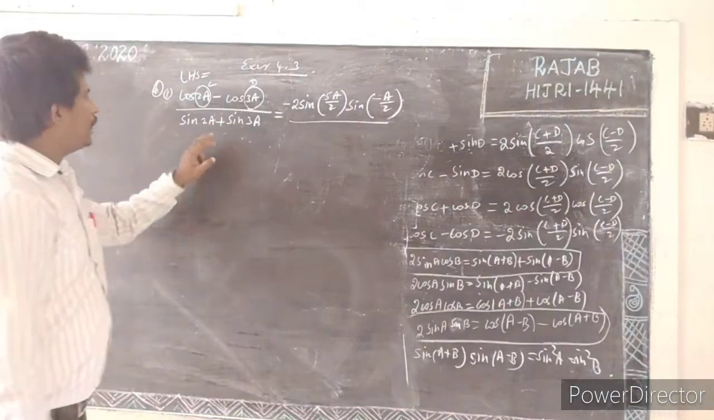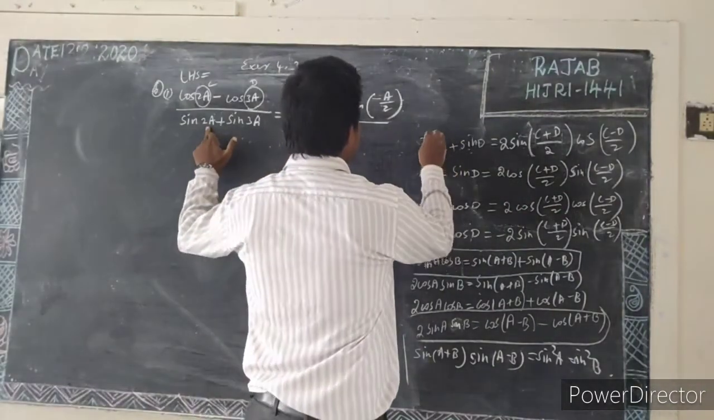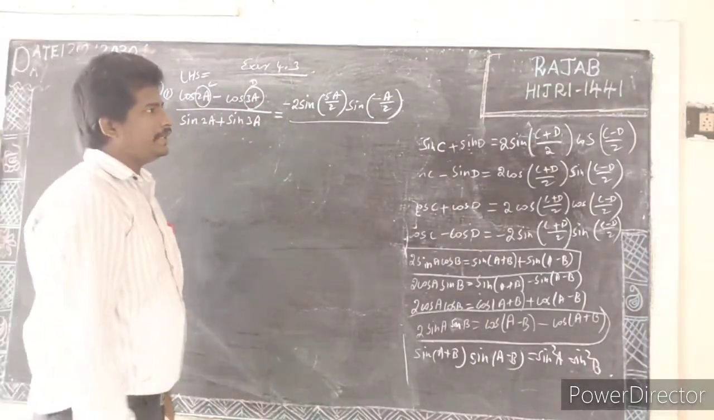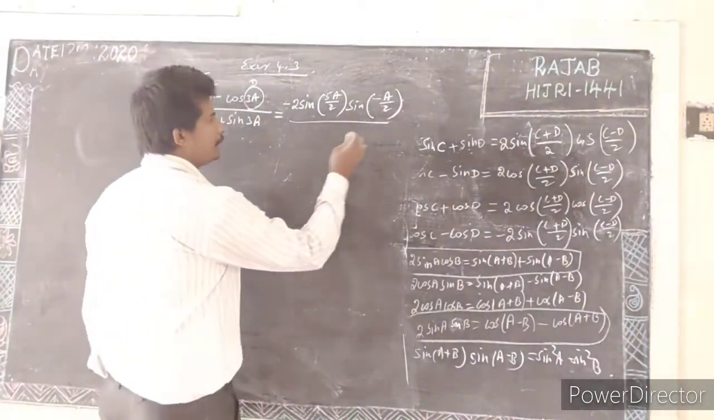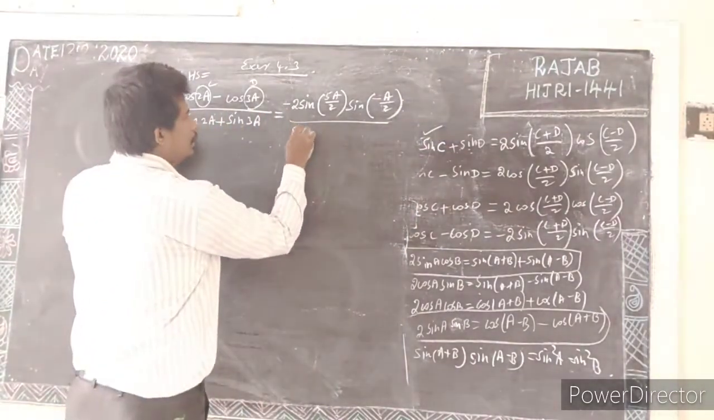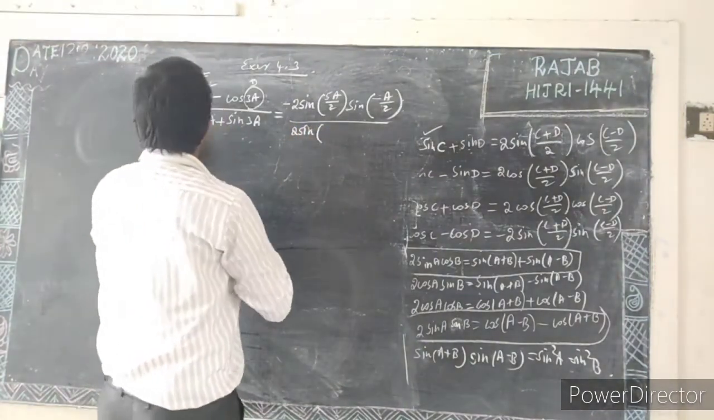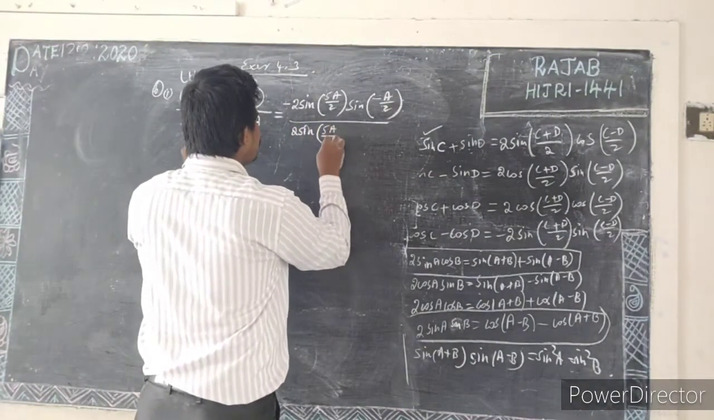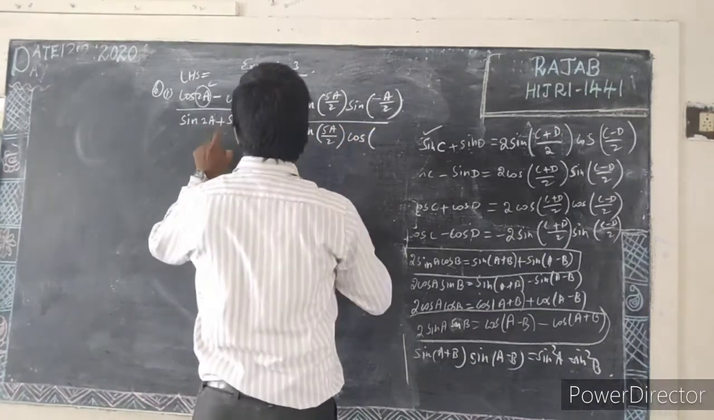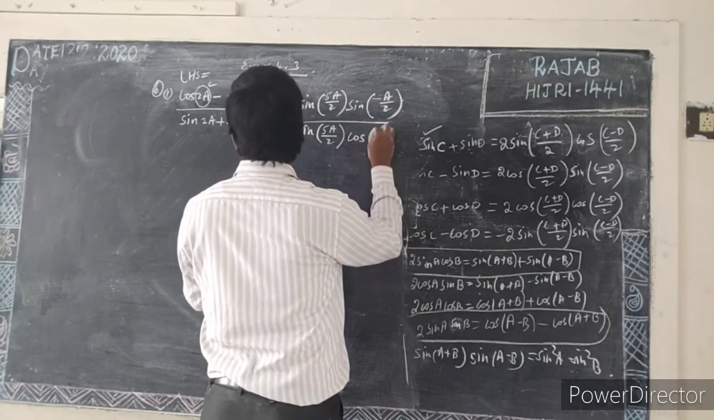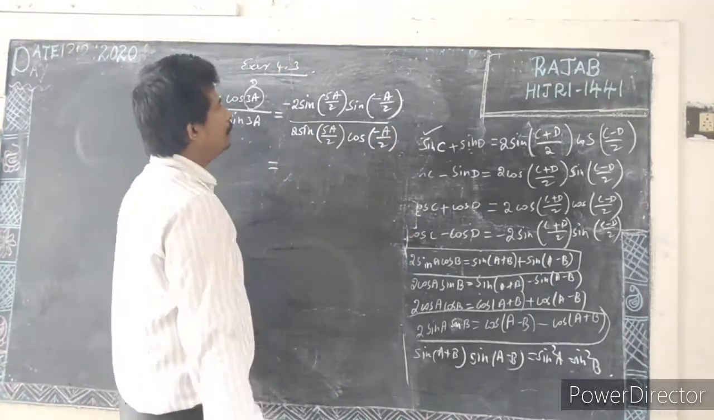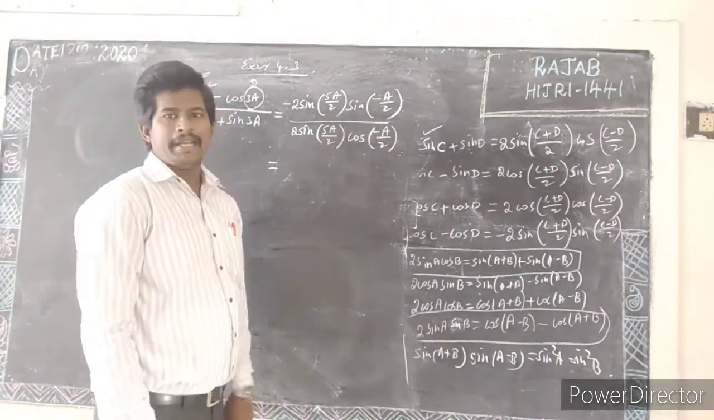Divided by. Here we are going to use the formula sin c plus sin d. Sin c plus sin d equal to 2 sin c plus d by 2 cos c minus d by 2. By using this formula, the denominator can be written as 2 sin c plus d by 2. So here we will have 5a by 2 into cos c minus d by 2. So here we will have minus a by 2.